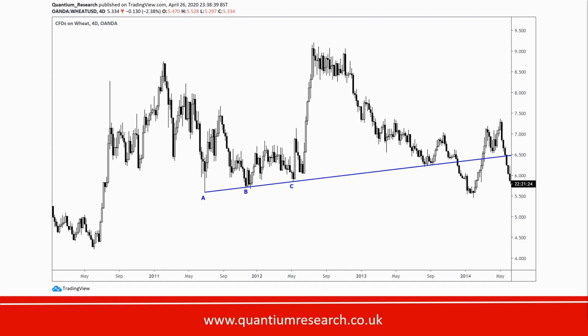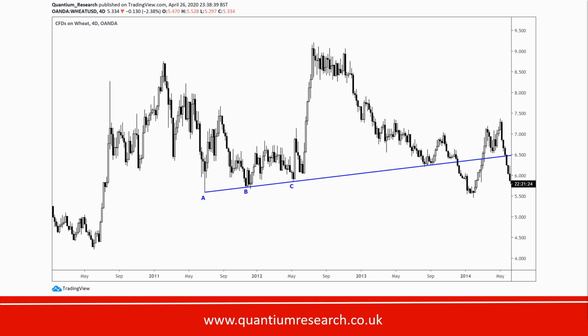Here's an example of a trend line and channel in wheat prices. The trend line is established by connecting the lows at A and B. The price then makes a third test on the trend line at point C and reverses strongly towards the upside with a strong bullish Marubozu, which we talk about in another episode of our video series.